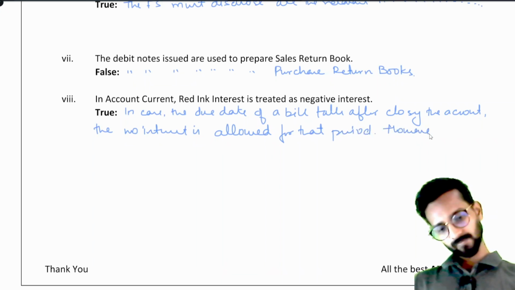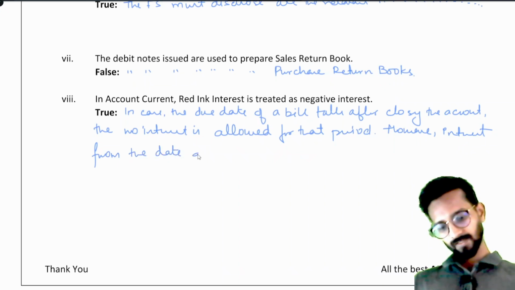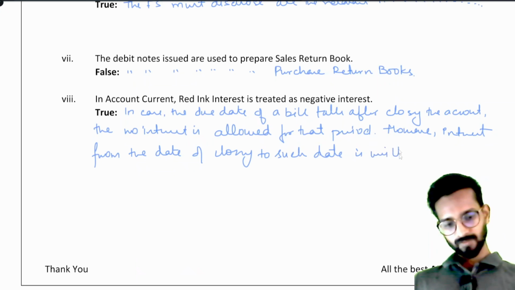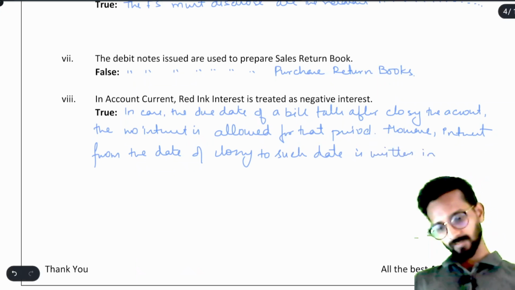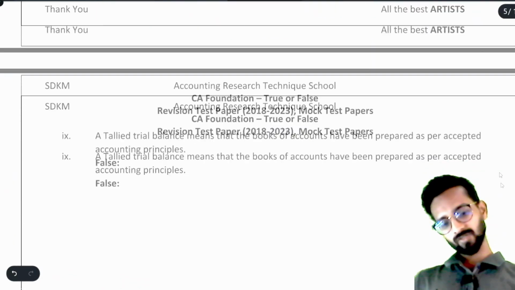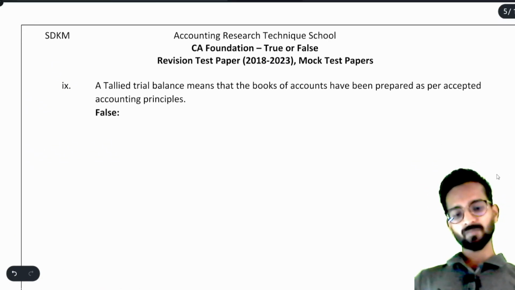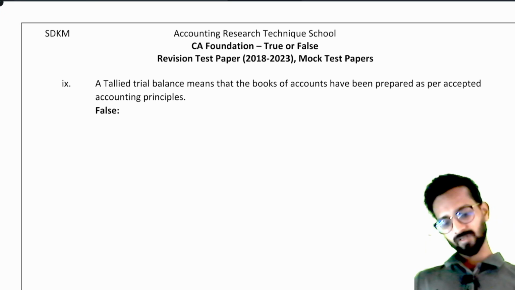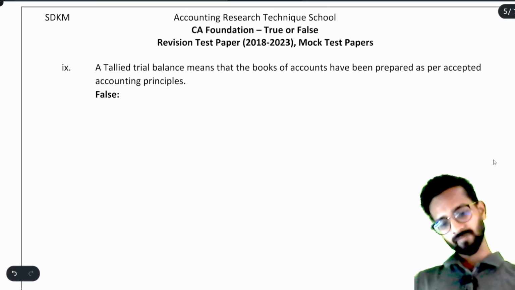However, interest from the date of closing to such date is written in red ink in appropriate side of the account current. Okay, we have already written this answer. I am just telling you because these are few questions from that particular chapter which will be obviously same in many of the RTPs. Okay, so please make a habit and write the answer so that you will remember it.